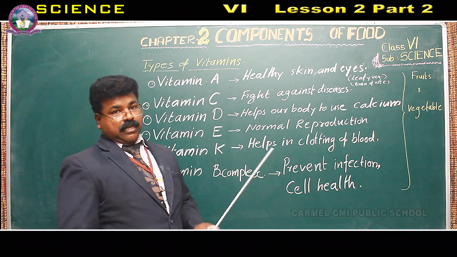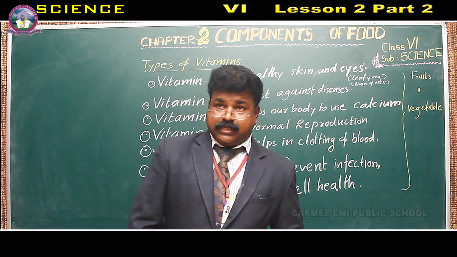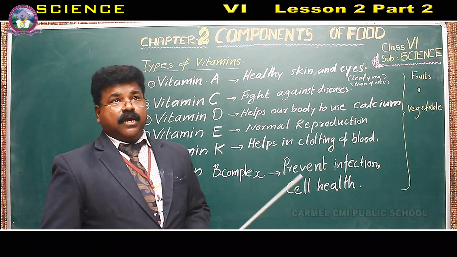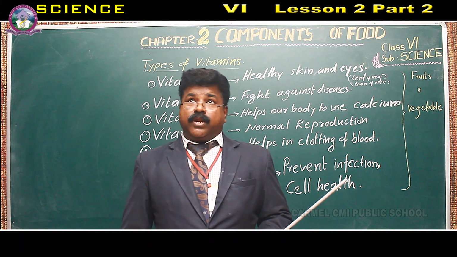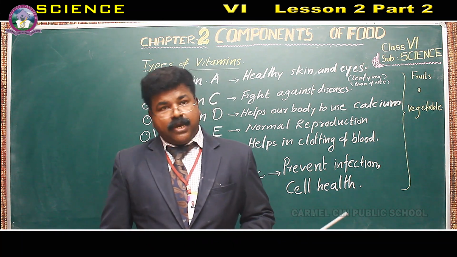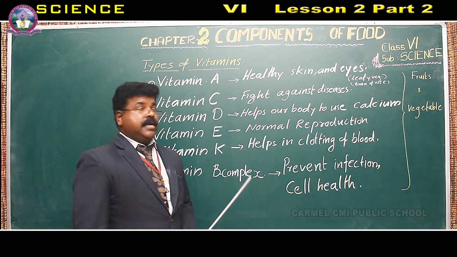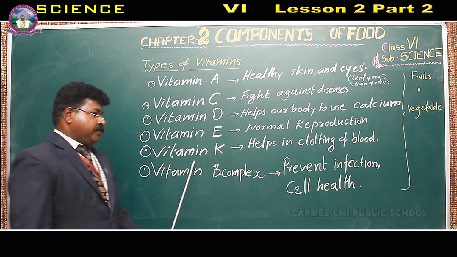Sun bath. Then, the next one is vitamin E. Vitamin E is very essential for the reproduction process. The normal reproduction function is possible if we include more vitamin E containing food items in our diet. The next one is vitamin K.